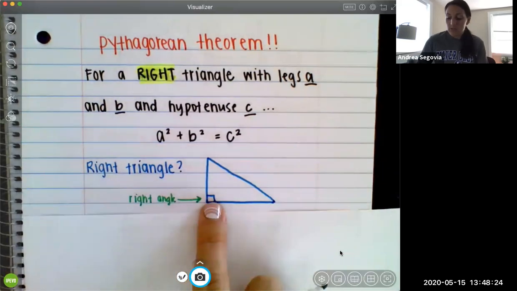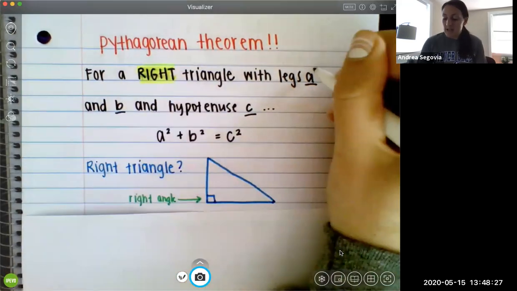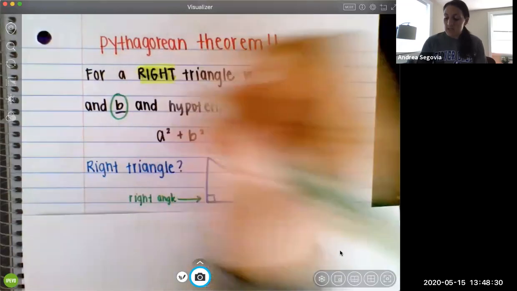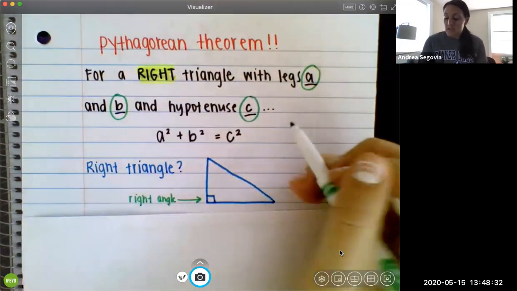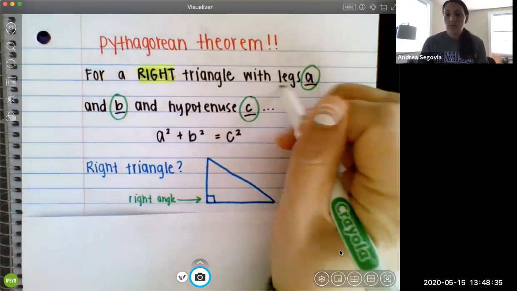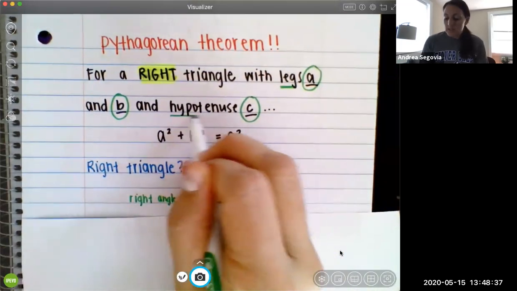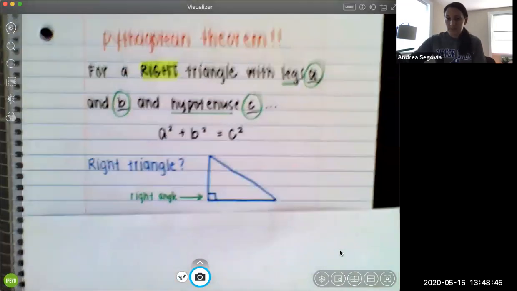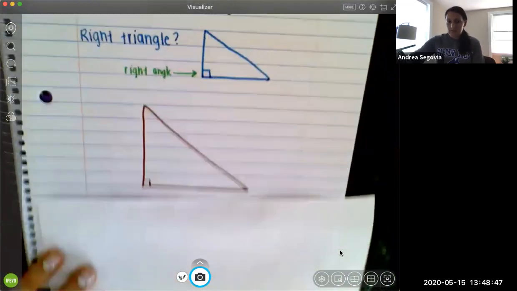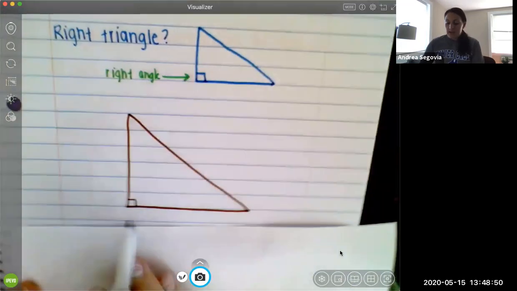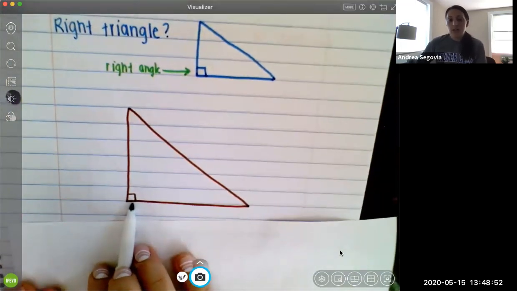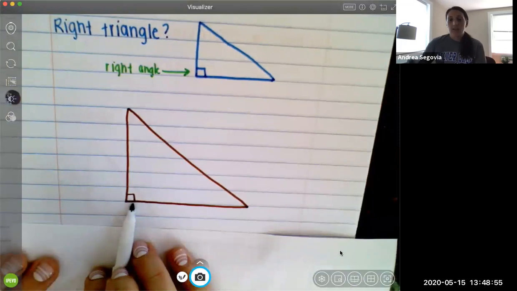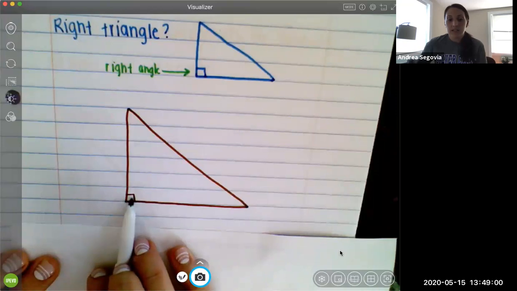So we know we're focusing on right triangles that have 3 sides, side A, side B, and side C. But you'll notice we identify 2 of those sides as legs and 1 side as the hypotenuse. So let's look at a right triangle and make sure we know what is a leg versus what is a hypotenuse. Here I have a right triangle with my right angle, so I know it's a right triangle. The legs are the 2 sides that are directly connected to the right angle.